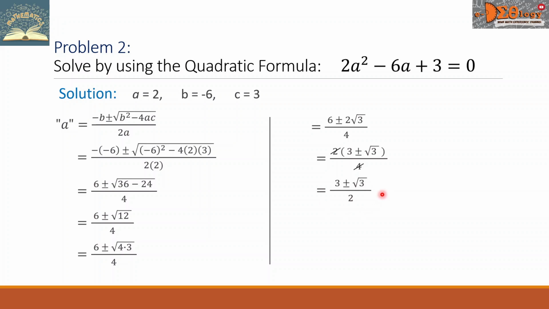From this point, we can now separate the two values for the a. One using the plus, the other using the minus. So we have like this: a sub 1 equals 3 plus the square root of 3 all over 2, and a sub 2 equals 3 minus square root of 3 all over 2.